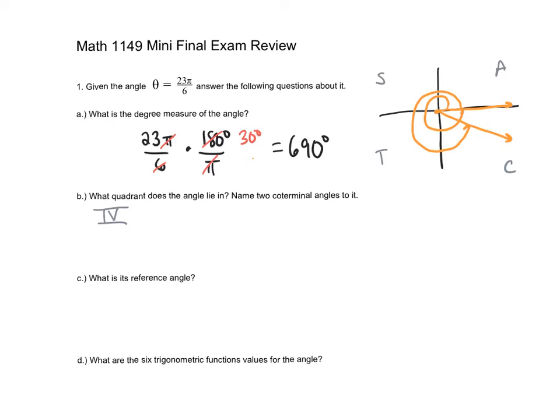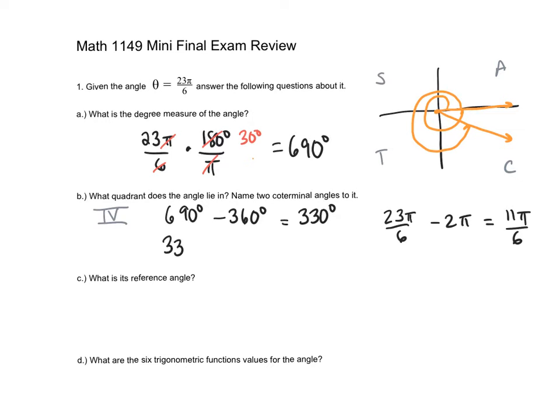And it says name two angles coterminal to that. Well, remember, for coterminal angles, we're going to add or subtract 360. So if I subtract 360, I will get 330. Or I could also take 23 pi over 6 and subtract 2 pi, because remember, this is the radian equivalent, and that's going to give me 11 pi over 6, because this would be 12 pi over 6. And then I can subtract 360 again if I want. I can take the 330 that I had before and subtract 360, and that would be negative 30 degrees.